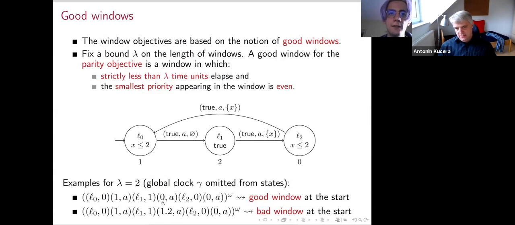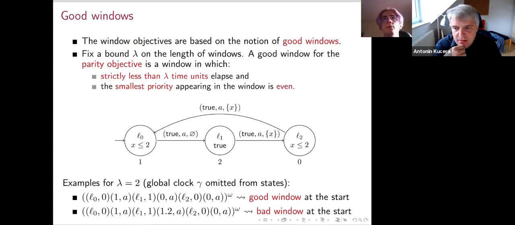If after a delay of 0 now we move to location L2, 0 now occurs in the window, hence the smallest priority of the window is even, and furthermore only 1 time unit has elapsed, so we have a good window at the start of this path. Now, if we do a similar path, but instead of moving directly from L1 to L2, we wait 1.2 time units, in this case, the point in time at which the smallest priority of the window is even is later than 2. Thus, we have a bad window at the start of this play.